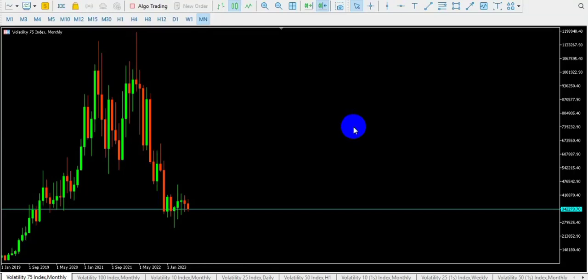Good day everyone. Today in our class lesson I'm going to be showing you what I see in this commentary about V75, the Volatility 75 Index, on the monthly time frame. I'm going to be doing a kind of top-down analysis of what I see and what I expect price to likely do.